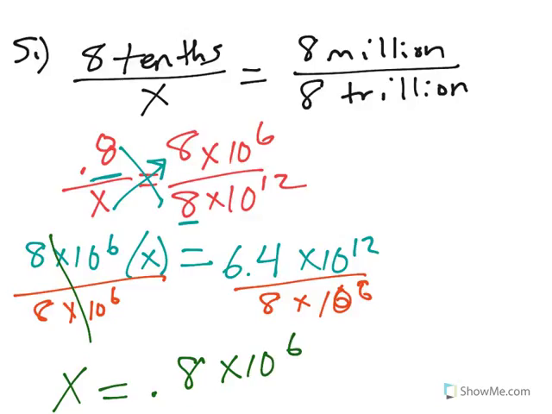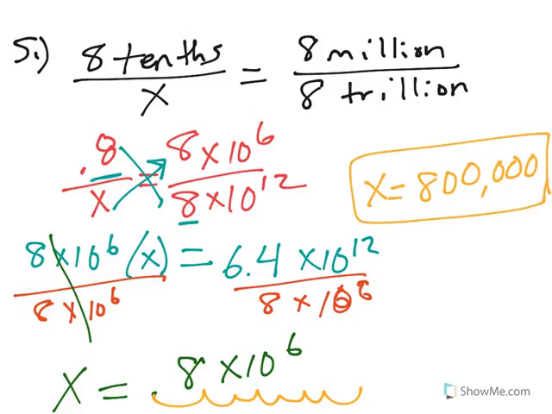Well, times 10 to the 6th means that my decimal is going to go 6 places to the right. So it's going to go 1, and then 1, 2, 3, 4, 5, 6. Remember, those are all zeros. So my final answer is x equals 800,000 for the value of x.